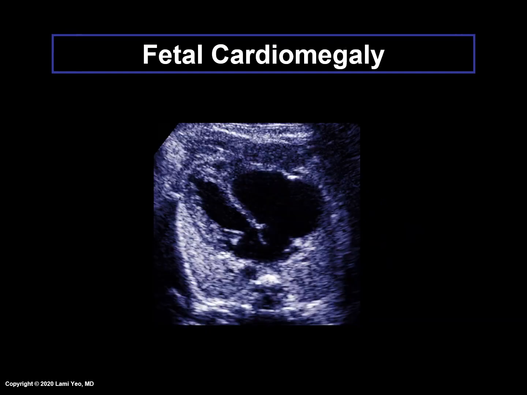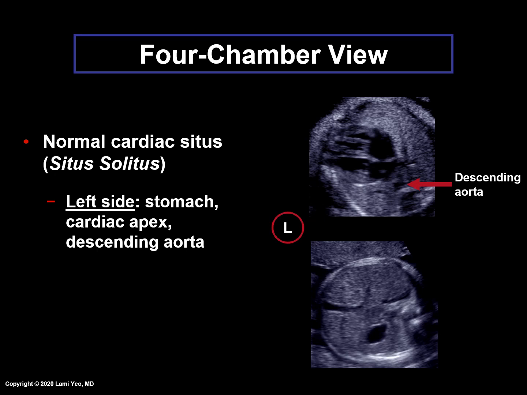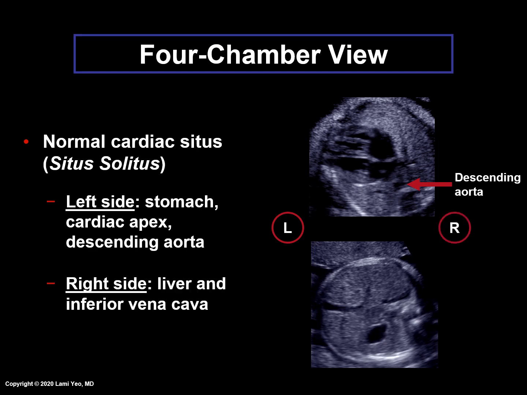Here is an example of fetal cardiomegaly in which the outline of the heart clearly is larger than each of the lung fields. Normal cardiac situs is situs solitus. On the fetal left side should be the stomach, cardiac apex, and descending aorta, while on the right side, the liver and inferior vena cava should be visualized.